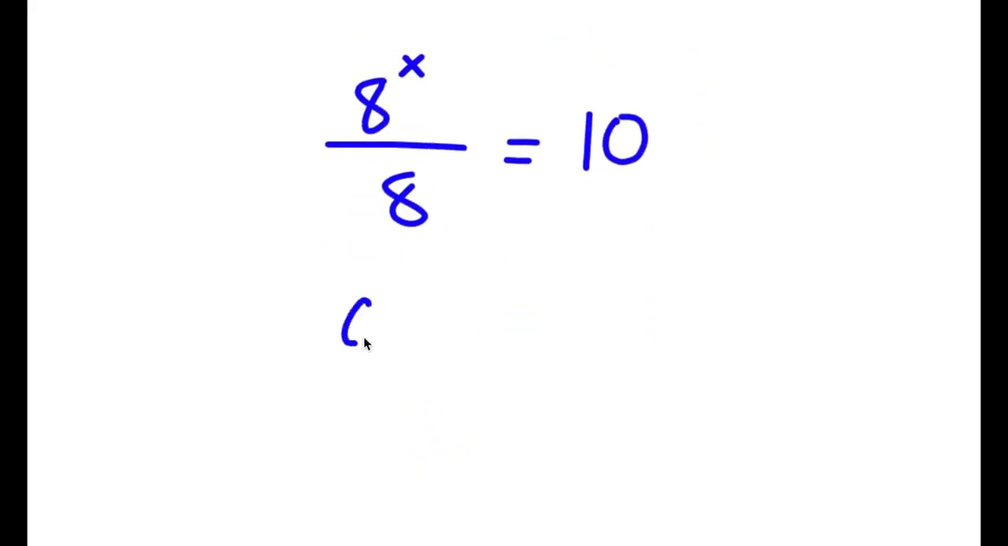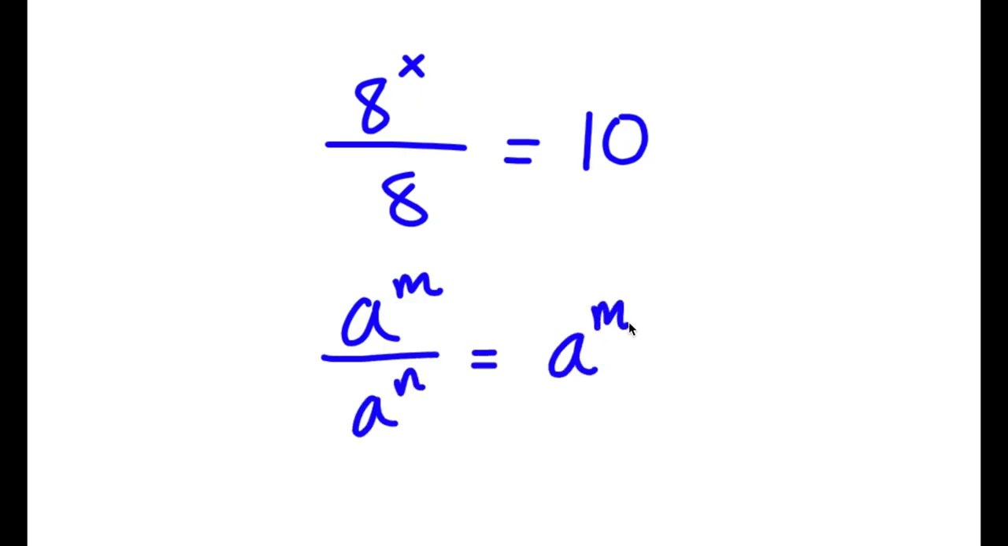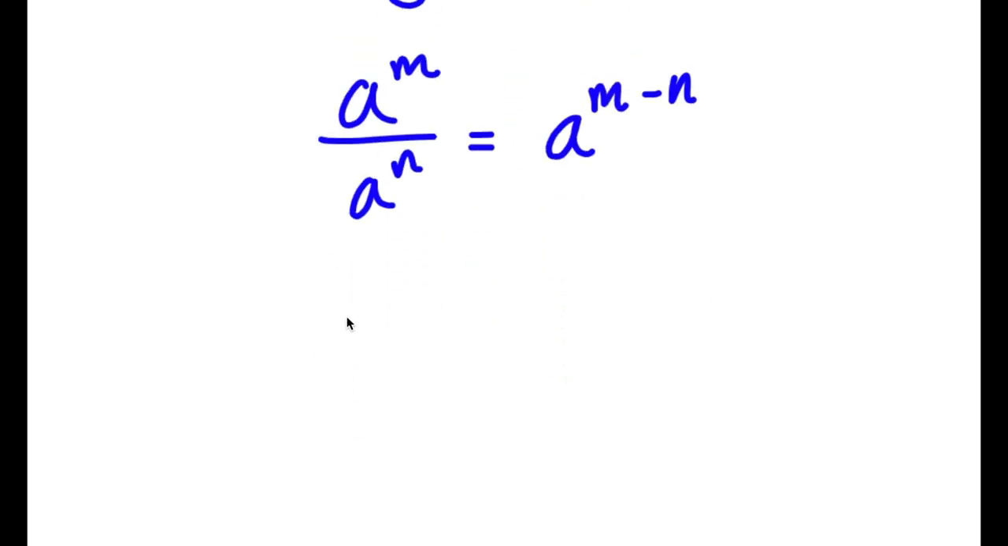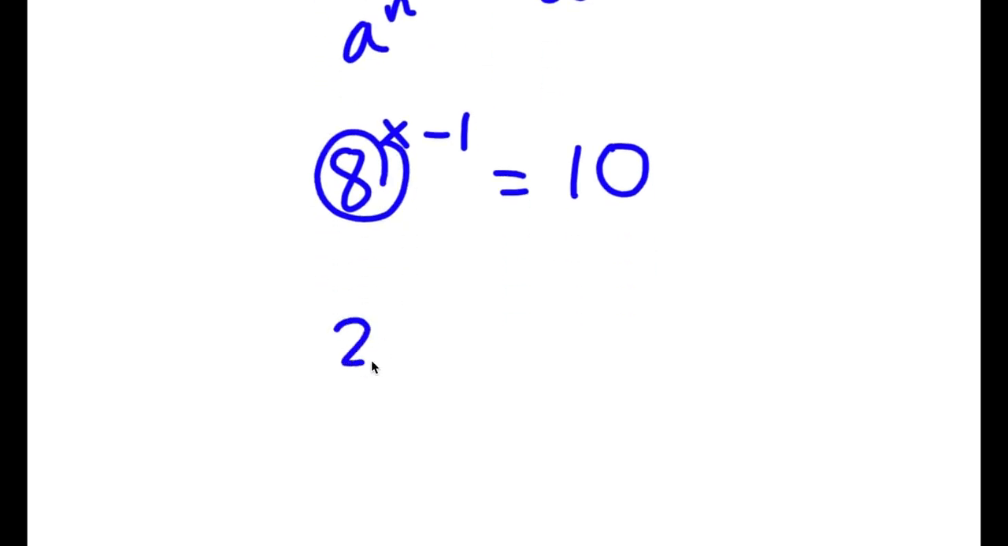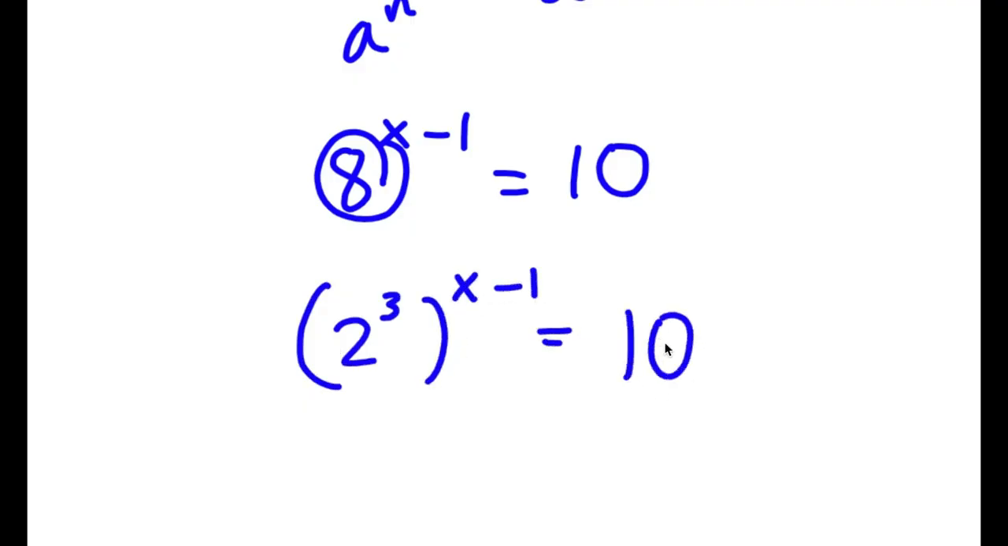Now, if I have something in the form a to the power of m over a to the power of n, this is equal to a to the power of m minus n. So 8 to the power of x over 8, well, 8 is the same thing as 8 to the power of 1. So I get 8 to the power of x minus 1 is equal to 10. Now, 8 I can rewrite as 2 to the power of 3. So now I have 2 to the power of 3 to the power of x minus 1 is equal to 10.